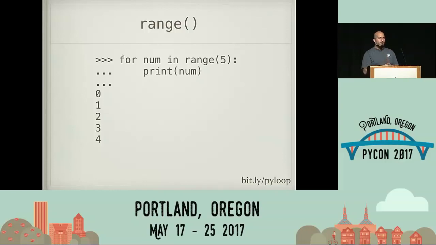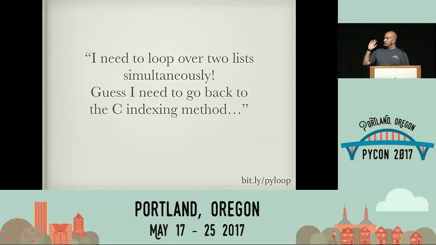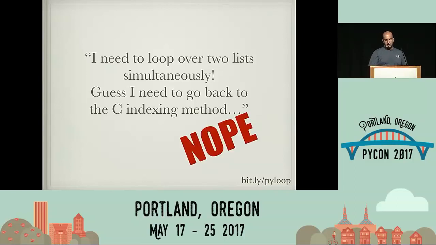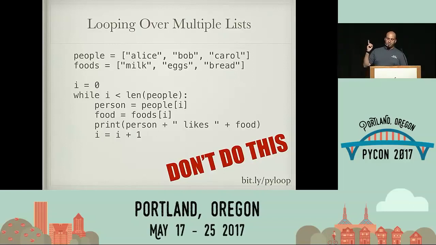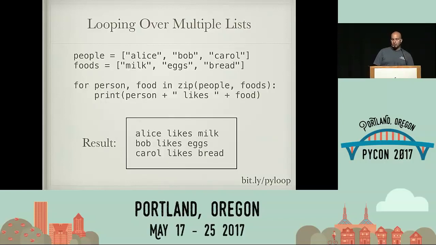Some of you might actually get into a situation like this as well. If you've ever needed to loop over 2 lists simultaneously, people often reach back for that sort of C indexing method. And the reality is, you don't need to do that. If you want to loop over multiple lists, this is how a lot of people do it, by saying, I need to say Alice likes milk, Bob likes eggs, and Carol likes bread, but you don't need to use this index variable. Instead, you can use the zip built-in function to combine those 2 lists together. And we get exactly the result that we're looking for. Alice likes milk, Bob likes eggs, and Carol likes bread.